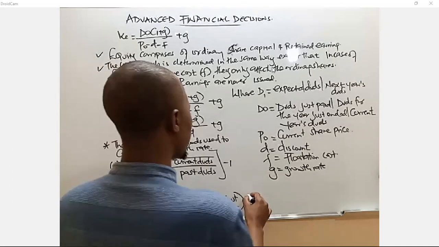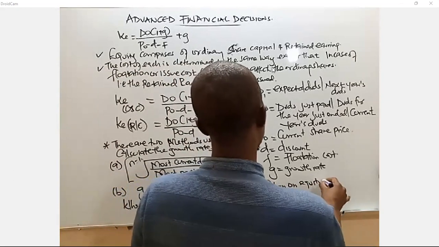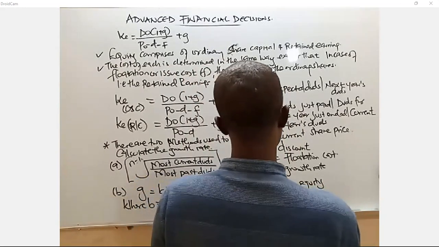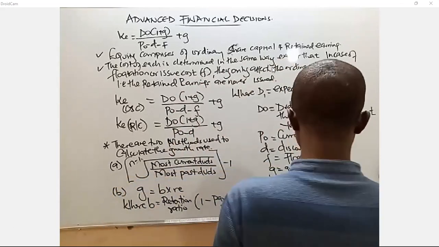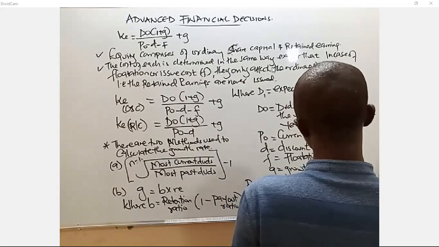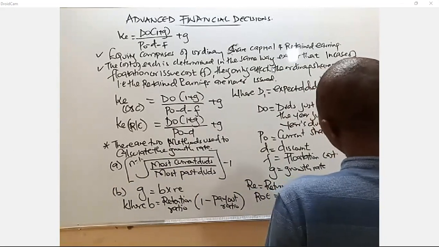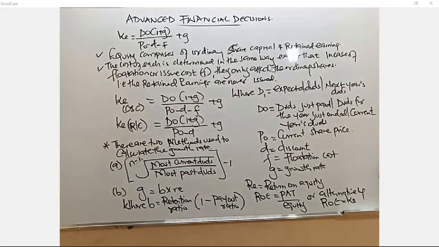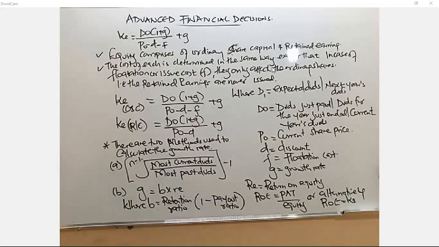Then we have ROE, which is called the return on equity. How do we get the return on equity? We get ROE by taking PAT, the profit after tax, and dividing by equity. Alternatively, the return on equity can sometimes be used as a capitalization rate. The examiner can give you the capitalization rate to mean our return on equity. We can determine that later on in our questions.